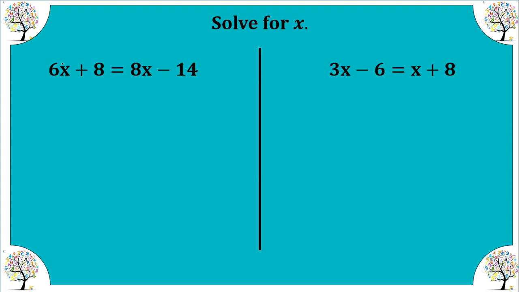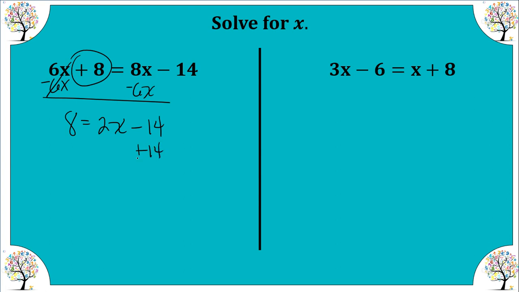Okay, in this example, there's no parentheses, there's no like terms to combine, but I do have x's on the left and x's on the right. We need to get those either on the left side or the right side. I always like to get rid of the smaller variable. So I'm going to get rid of the 6x on the left by subtracting. So I have to also subtract it on the right to keep it balanced. I bring down the positive 8. Now I just have a two-step equation to solve. We're going to add 14 to both sides.